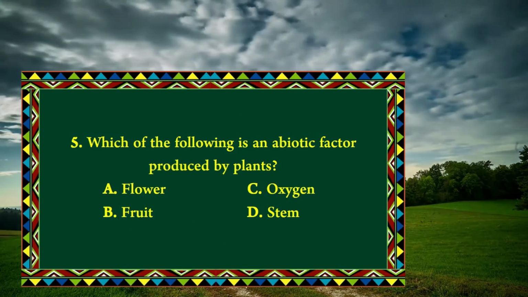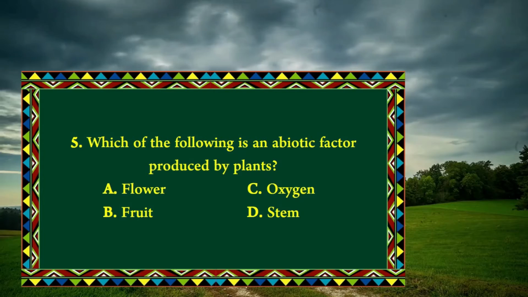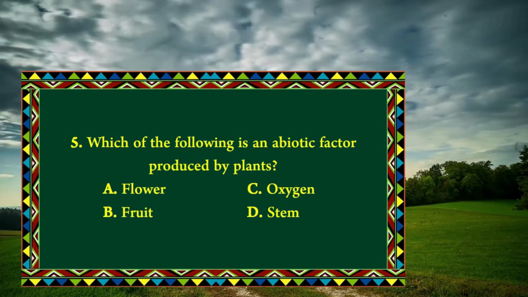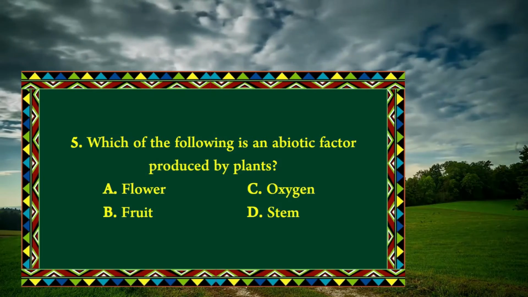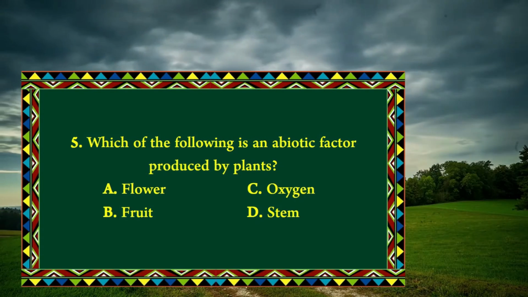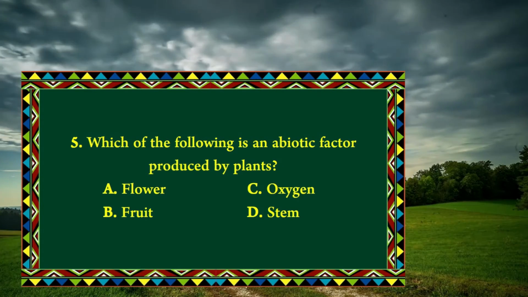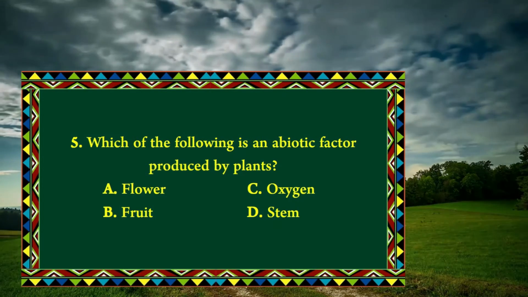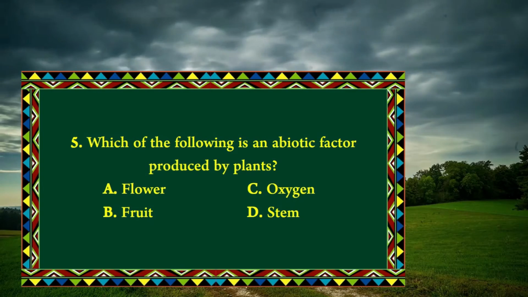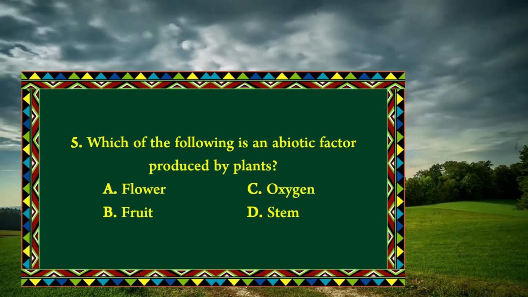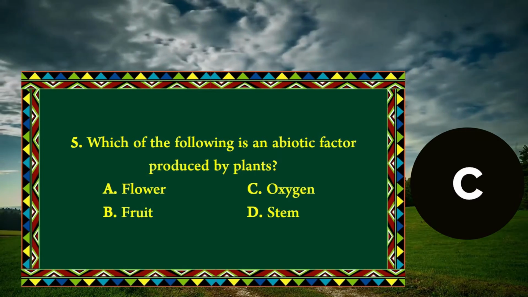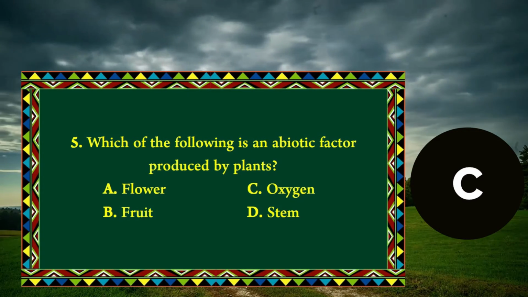Number 5. Which of the following is an abiotic factor produced by plants? A. Flower. B. Fruit. C. Oxygen. Letter D. Stem. What is your answer? Good job! The answer is letter C, oxygen.